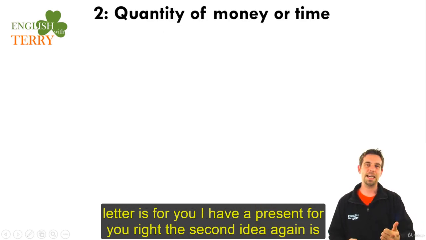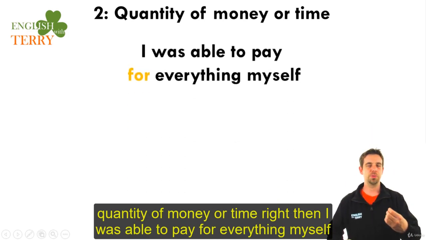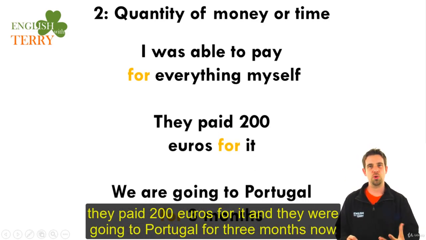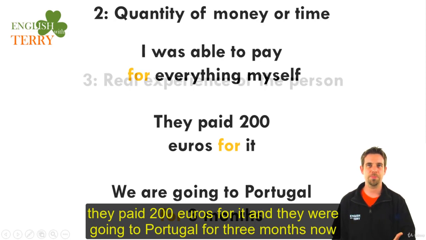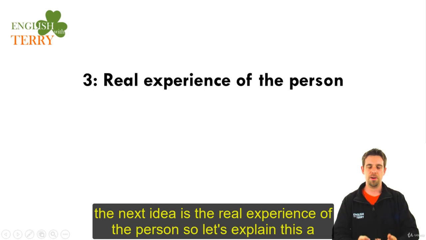The second idea, again, is quantity of money or time, right? I was able to pay for everything myself. They paid 200 euros for it. They were going to Portugal for 3 months. Now, the next idea is the real experience of the person.